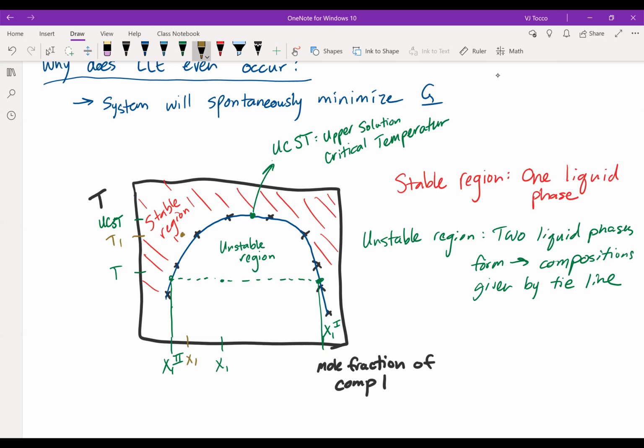On Friday, we'll come back and we'll talk more about why this occurs, getting more into the theory of liquid-liquid equilibrium.